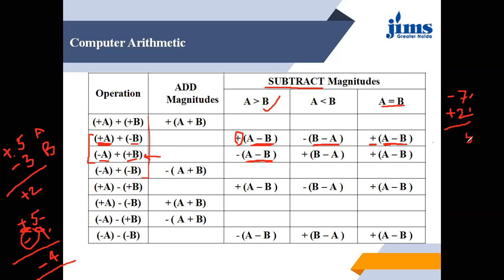Now we have to find out the sign. So we have to check the magnitude of the number, whether the magnitude of A is greater than B or B is greater than A. Over here you can say that the magnitude of A is greater than B. So we have to take the sign of A. Here you can see that we are taking the sign of A.